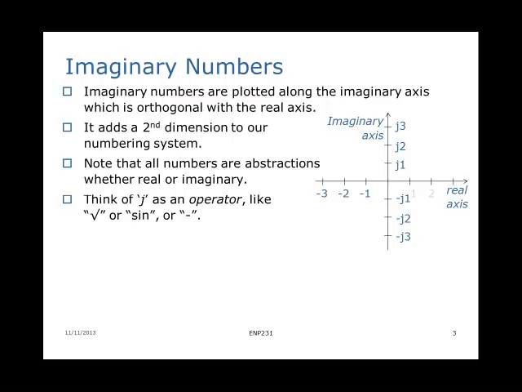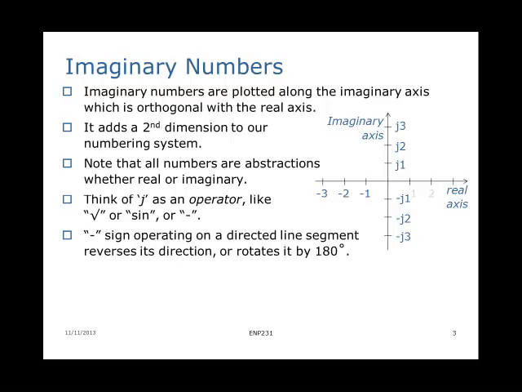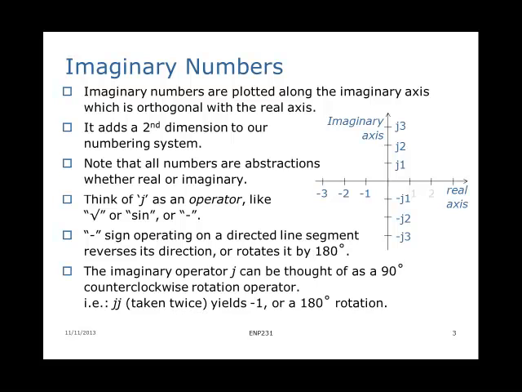Think of J as an operator, kind of like square root or sine or the minus sign. The minus sign operating on a directed line segment reverses its direction, or rotates it by 180 degrees. The imaginary operator J can be thought of as a 90-degree counterclockwise rotation operator. So here we operate on plus 3 with J, and it rotates it 90 degrees. Then we operate on it again with J, and it rotates an additional 90 degrees.